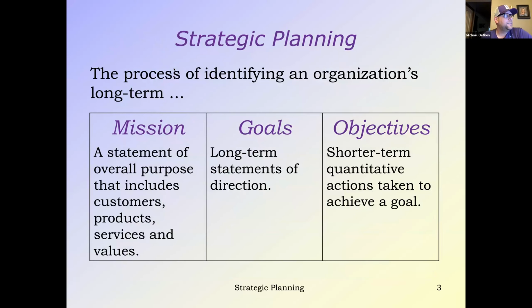So part of this phase is to identify an organization's mission, identify what their goals are as an organization, and then talk about the objectives. So a mission, like a mission statement, that's really about the overall purpose of the organization. So that could include who their customers are, what their products are, what services they provide, what value they add, and then the goals are kind of the long-term statements of direction of the company.